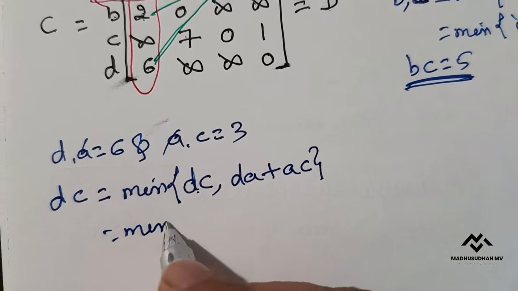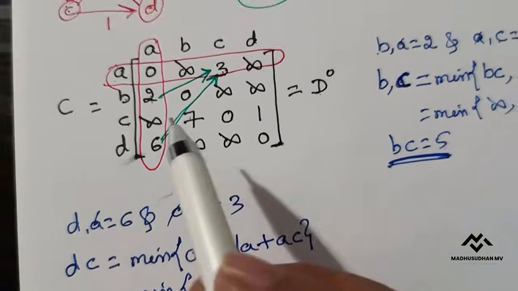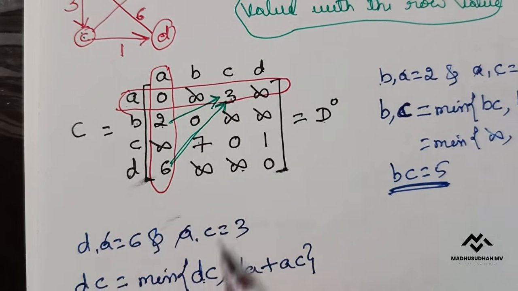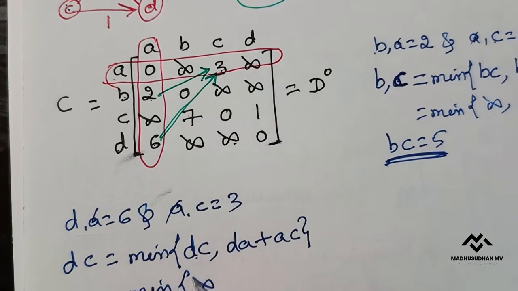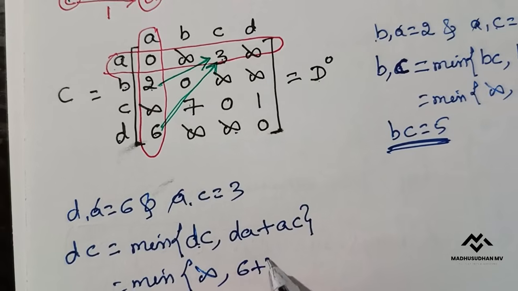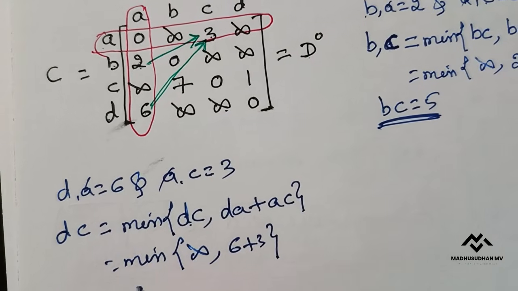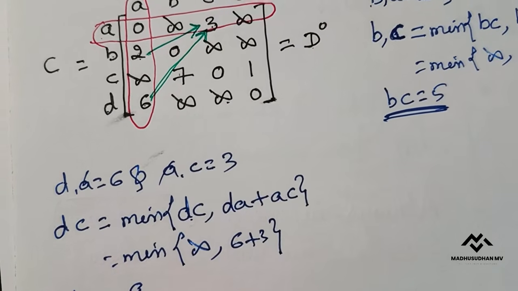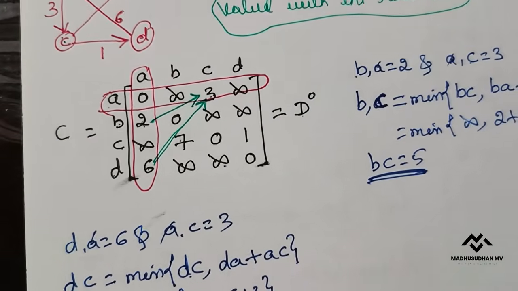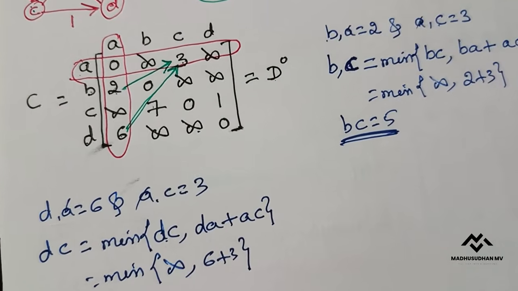So DC is the minimum of what? In the previous matrix, D to C is infinity. D to A is 6 plus 3, 9. So which is minimum? 9. So D to C is 9. I got two new values.